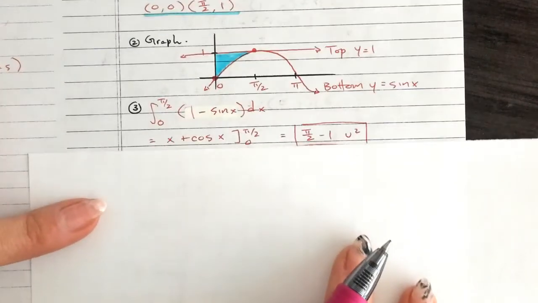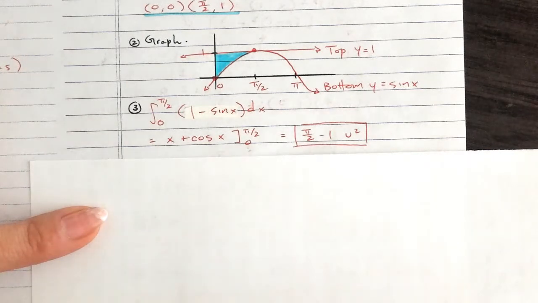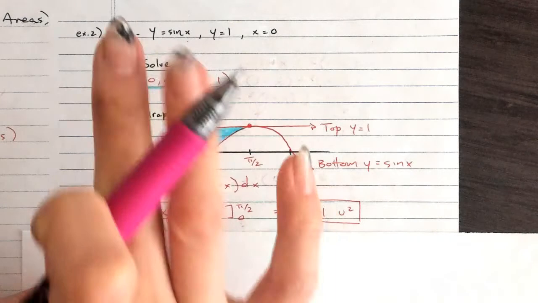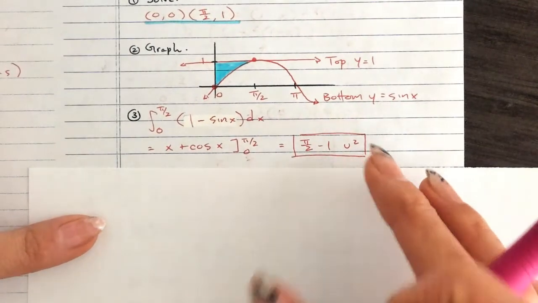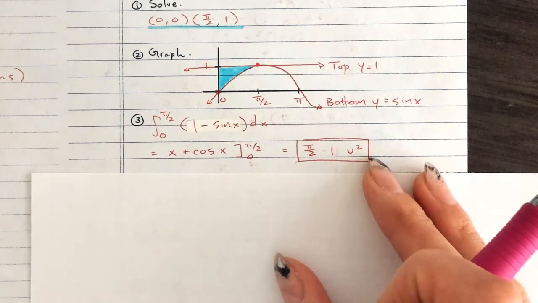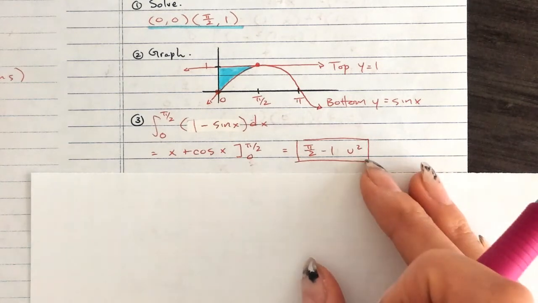So then you did that, and you showed your work for it, and then you got pi over 2 minus 1. I keep writing unit squared because technically, if you're finding an area, you should have some sort of unit squared. If you don't have that, I don't think it'll get marked wrong or anything, but just realize that area is a positive, you know, unit squared.